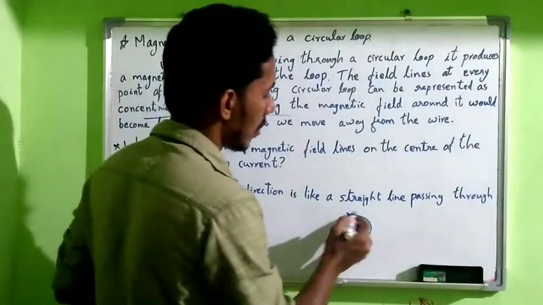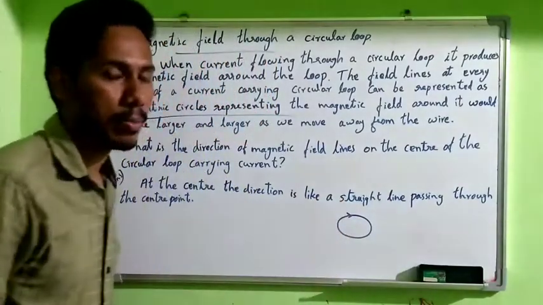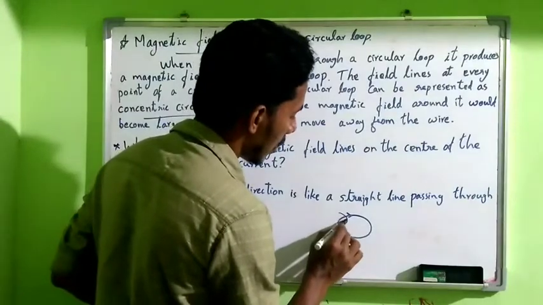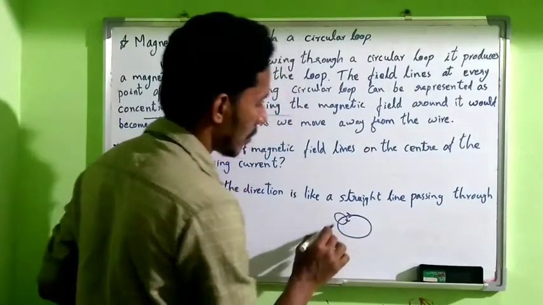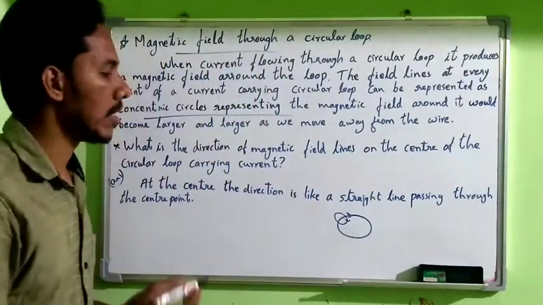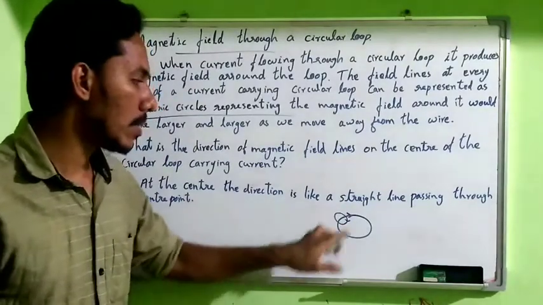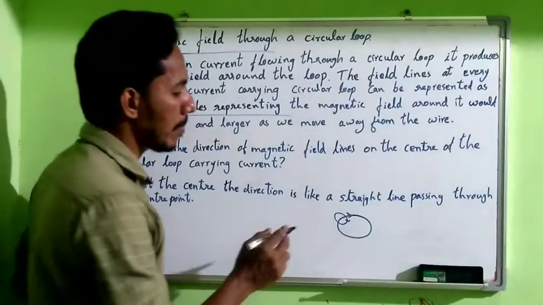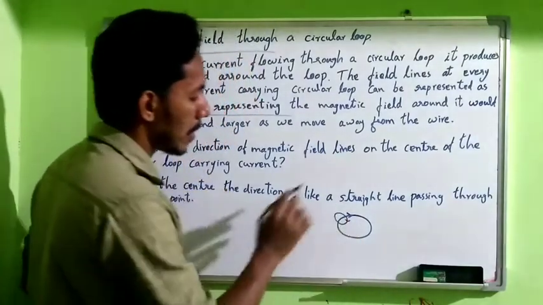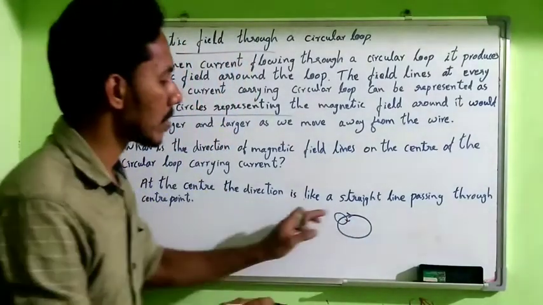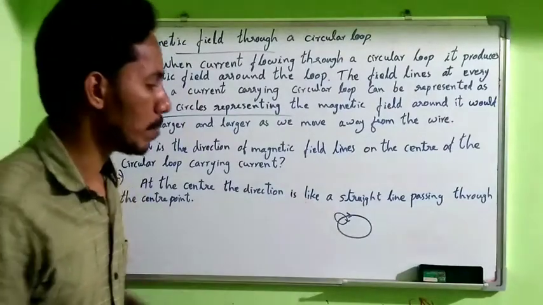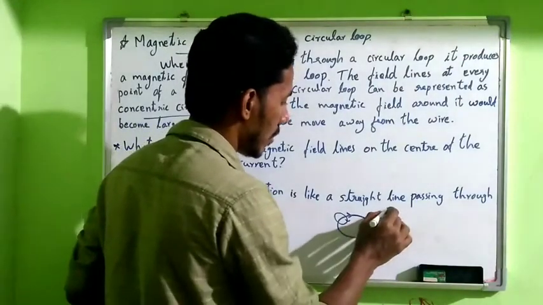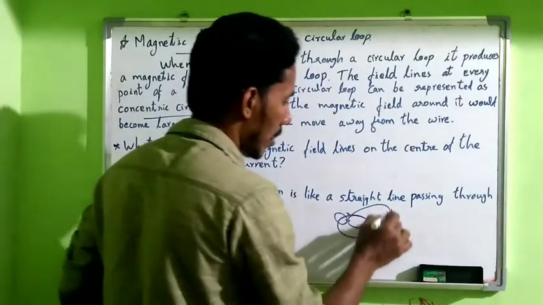This is a circular loop, and the magnetic field is produced around this loop. Magnetic field lines are produced around this loop. Then what happens when we move away from the loop at this position? The magnetic field direction is like this.